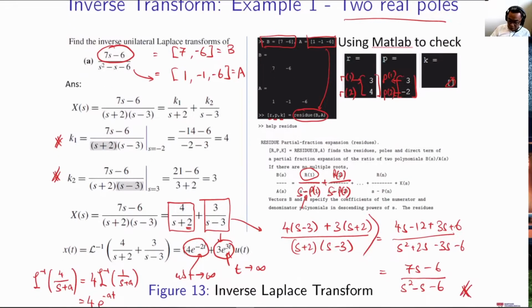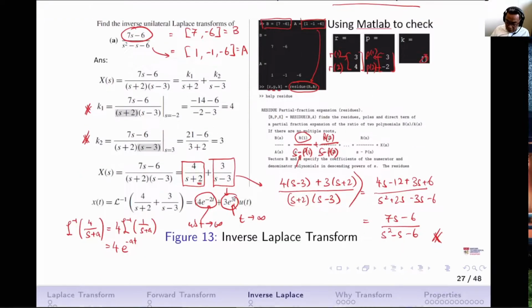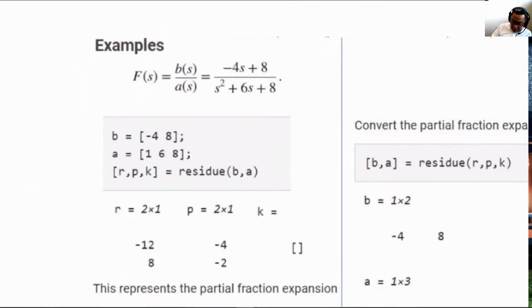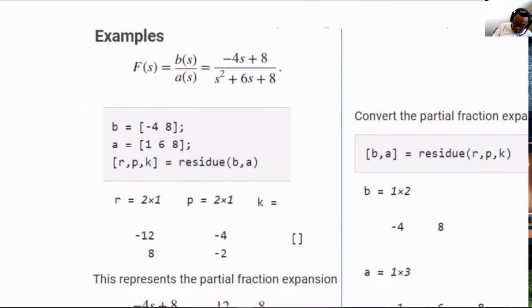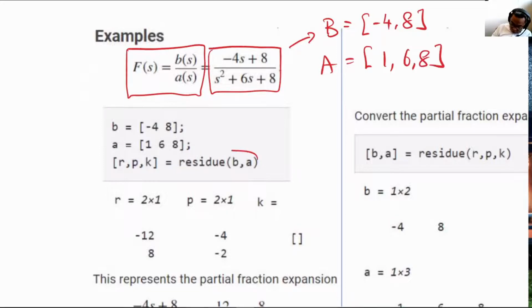Alright. So just go through this and you'll see the inverse Laplace transform for the first example. I'll now quickly do the inverse Laplace transform, second example. Again, you have to do it by hand, but I'm going to do it with MATLAB. We are given F(s) equal to this expression here. We set B equal to minus 4 and 8, and we set A equal to 1, 6, and 8. We use residue to find the R, P, K.